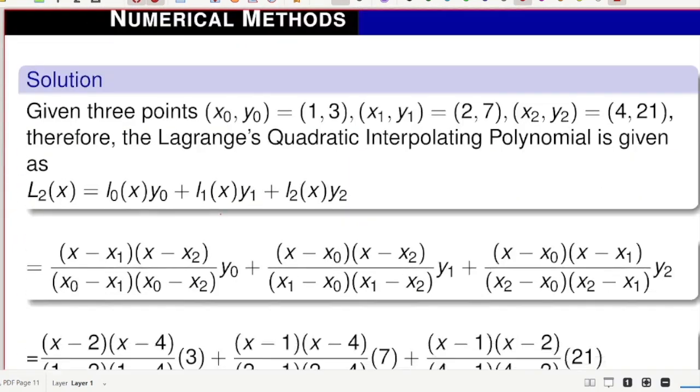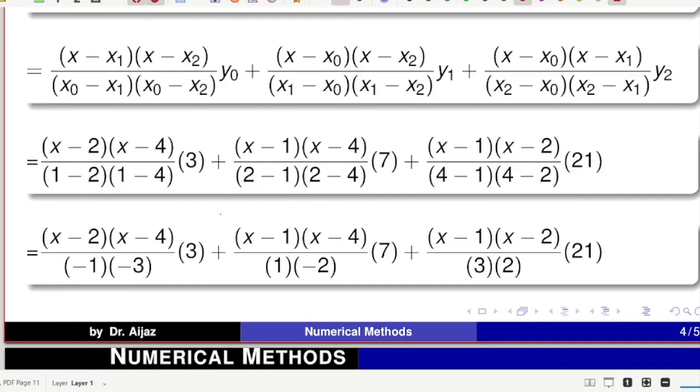Now after calculating, the next step: x minus 2 into x minus 4 is there, 1 minus 2 is minus 1, 1 minus 4 is minus 3, into this 3, which is the value for y0. Then x minus 1 into x minus 4 by 2 minus 1 is 1, 2 minus 4 is minus 2, into the 7, which was the value for y1. Similarly, x minus 1 into x minus 2, 4 minus 1 is 3, 4 minus 2 is 2, into 21, which is actually the value for y2.